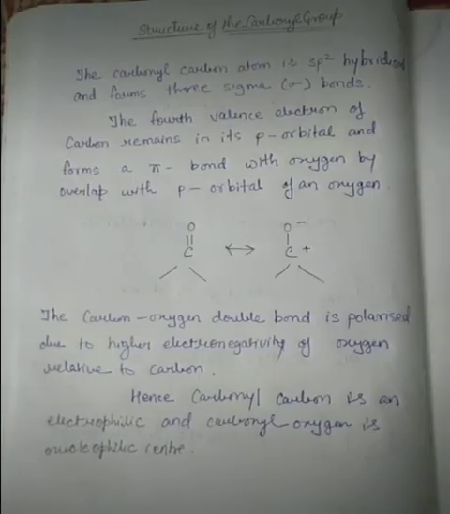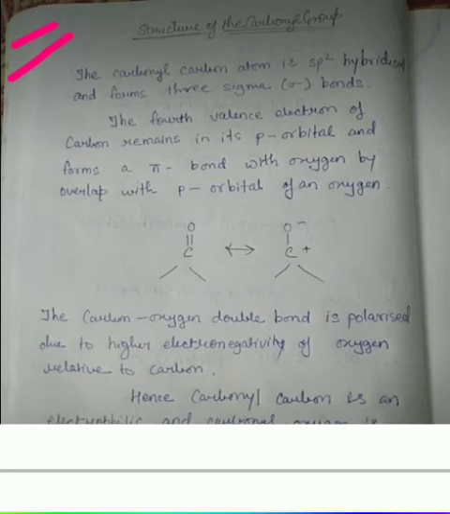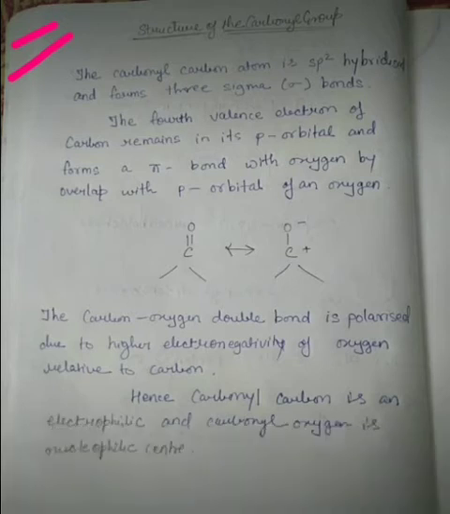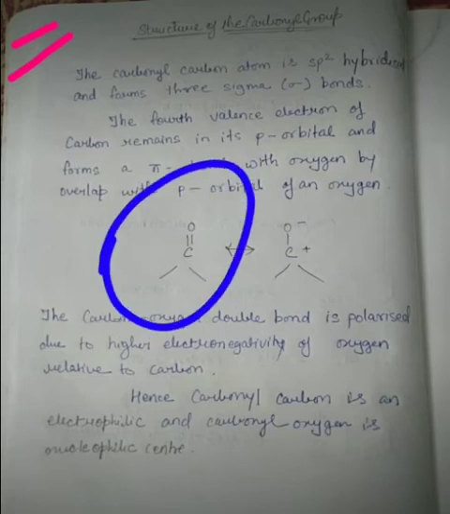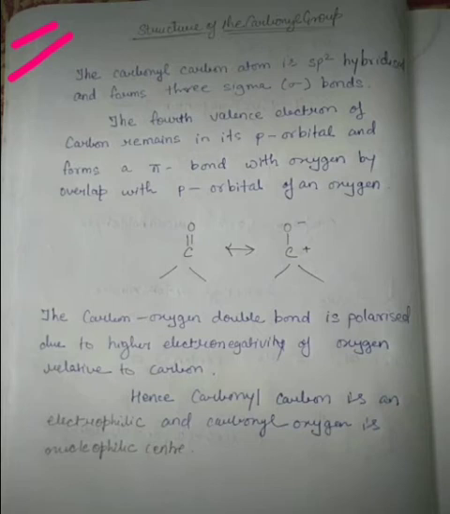Now students, let's talk about the structure of the carbonyl group. In the structure of the carbonyl group, the carbonyl carbon atom is sp2 hybridized, and it forms 3 sigma bonds and 1 pi bond. You can see in the skeleton here that it is forming 3 sigma bonds and 1 pi bond. The 4th valence electron of carbon remains in its p orbital and forms a pi bond with oxygen, by overlap with the p orbital of the oxygen atom.